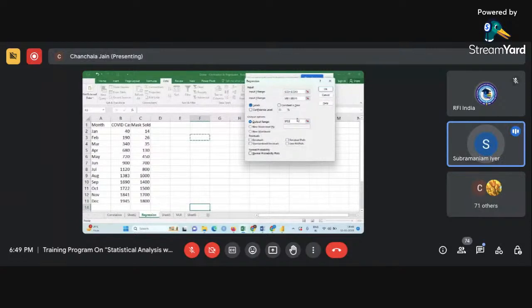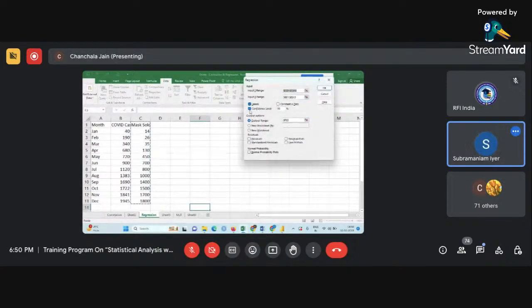Ma'am, if I change the confidence level, will the result be different? If you want to change, in that case, the results will not change. Results will remain the same. Only your comparison of the p-value will change with the level of significance. That will change only. Okay.